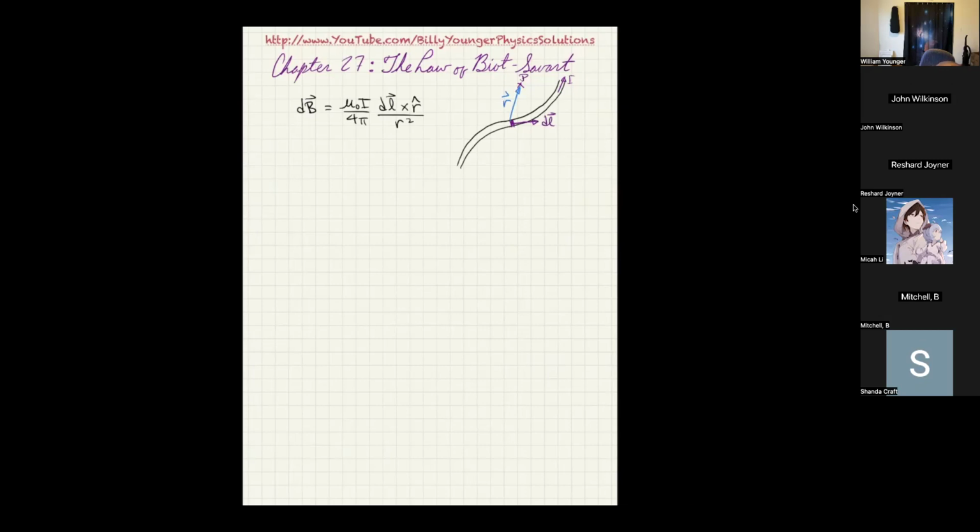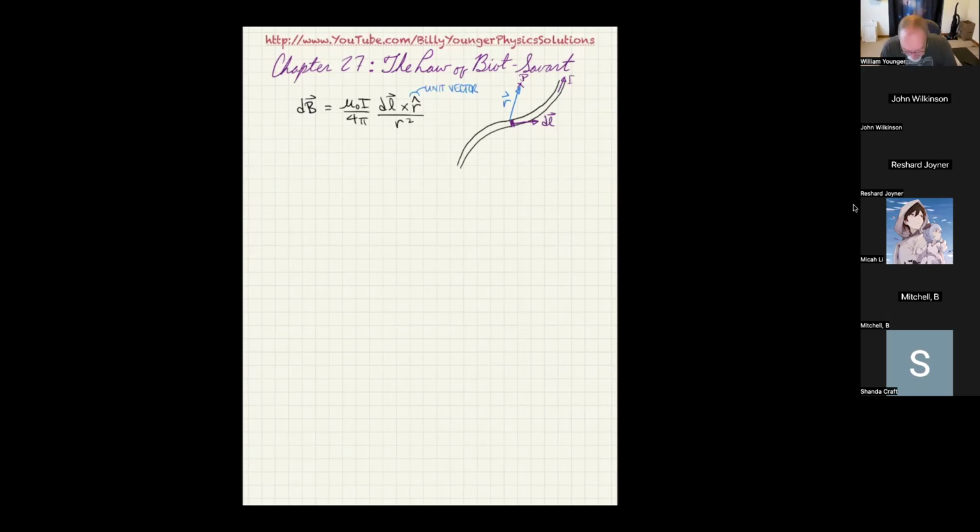The r is the magnitude of it, and when I put a hat on top of it, that means it's a unit vector. So you've got to find that vector and then compute the unit vector by dividing it by its magnitude.